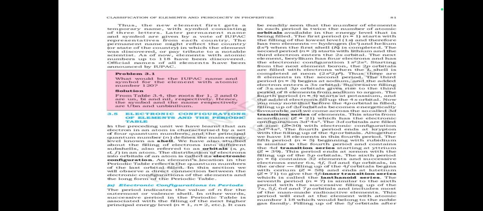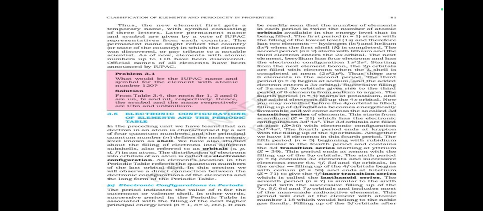Thus, the new element first gets a temporary name with a symbol consisting of three letters. Later, a permanent name and symbol are given by a vote of IUPAC representatives from each country. The permanent name might reflect the country or state of the country in which the element was discovered, or pay tribute to a notable scientist. As of now, elements with atomic numbers up to 118 have been discovered. Official names of all elements have been announced by IUPAC.